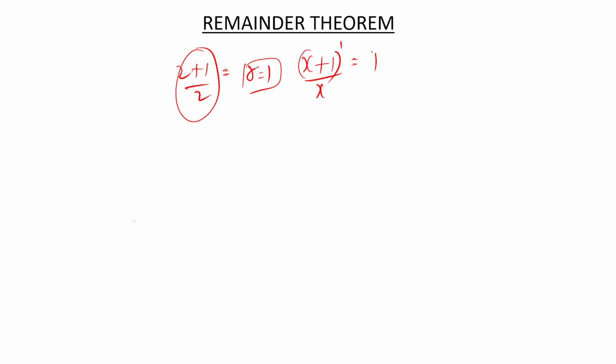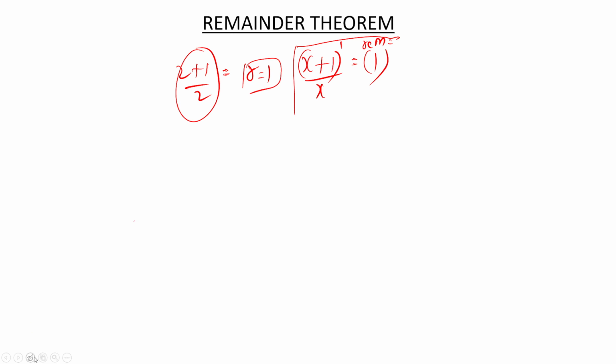So let's say there is 2 plus 1 by 2. What will we get? We'll obviously get remainder 1, because 3 by 2 gives one 2 and 1 is left over. In that way, we get the remainder 1. So we can write it as x plus 1 by x. This can also be written like this, so we'll get 1 as the remainder.